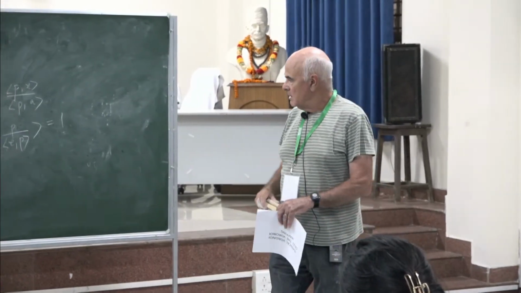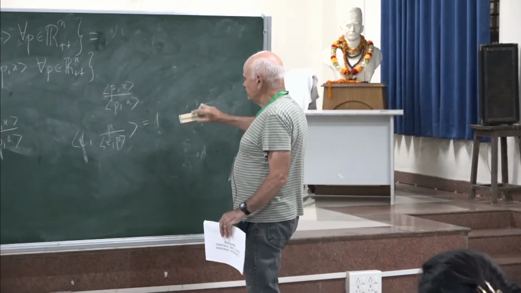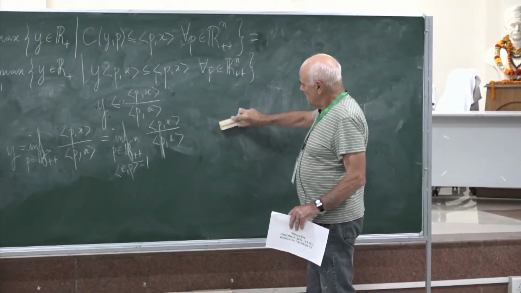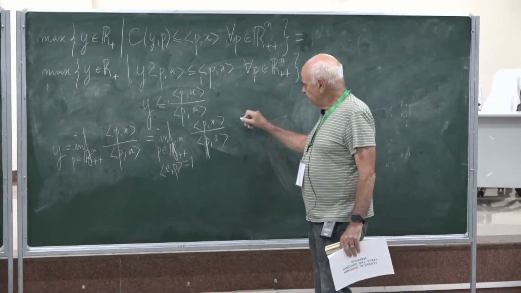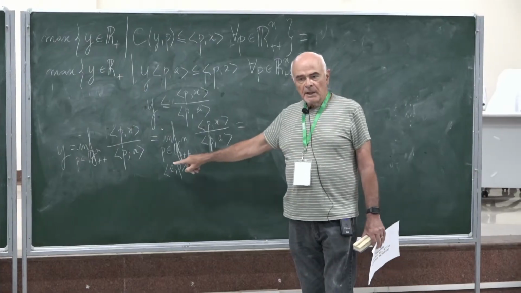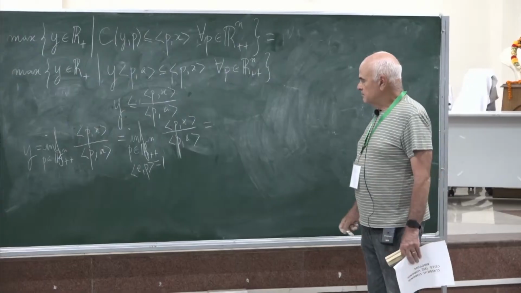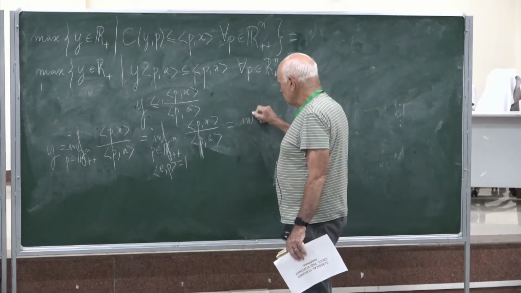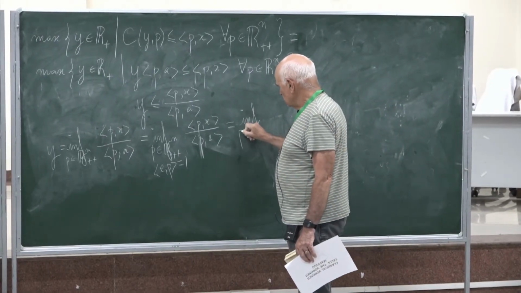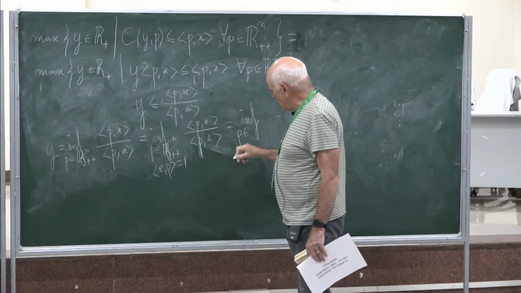Okay? This is one thing. Second thing, I can replace R plus plus with R plus, now, because I added this constraint.